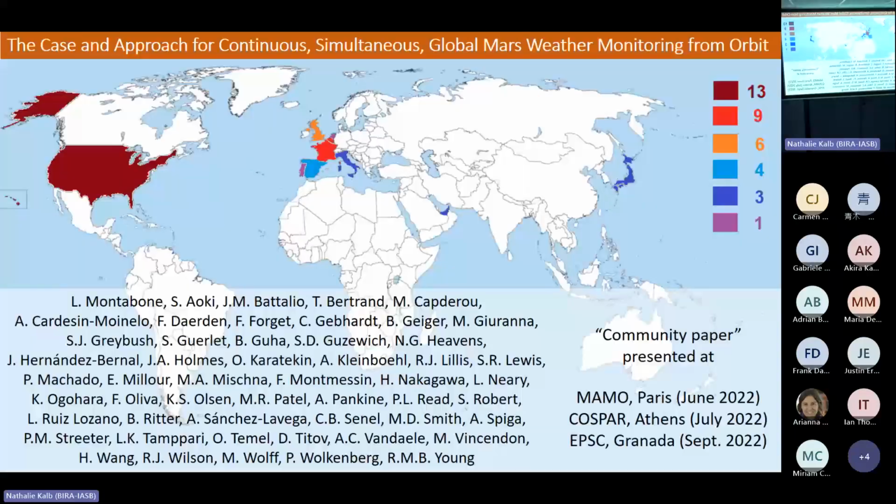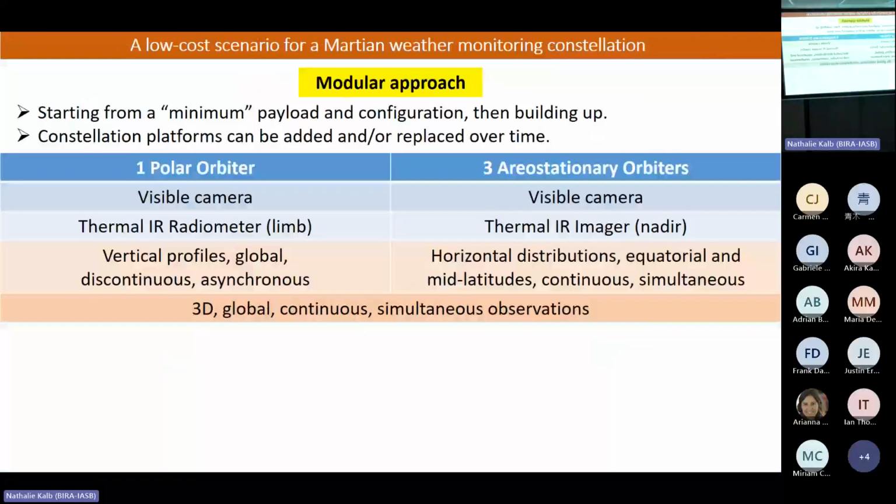And that's where we gathered together many people, again, internationally, to agree on what would be the best approach for providing us with this continuous, simultaneous, and global Mars weather monitoring. So I managed to at least convince around 52 people, spanning from the United States to Europe, to the Emirates, and to Japan, to write a sort of community paper that we submitted first to MAMO, and then we presented to MAMO, COSPAR, EPSC in Granada, of course. I hope that there will be even more people that agree on this approach. But that was the number of people I could myself contact. So if there are other people interested, you are absolutely welcome to join us in this approach.